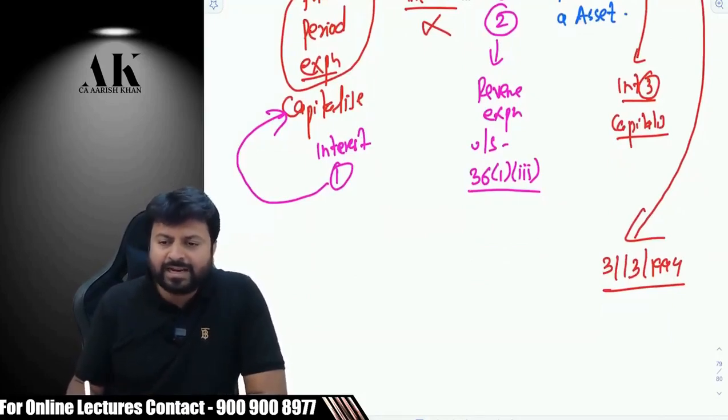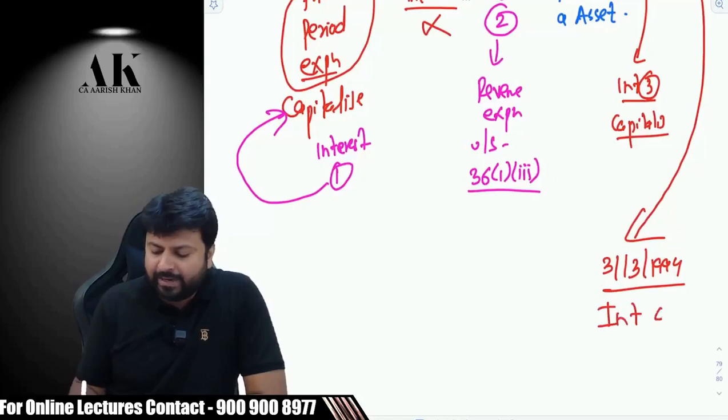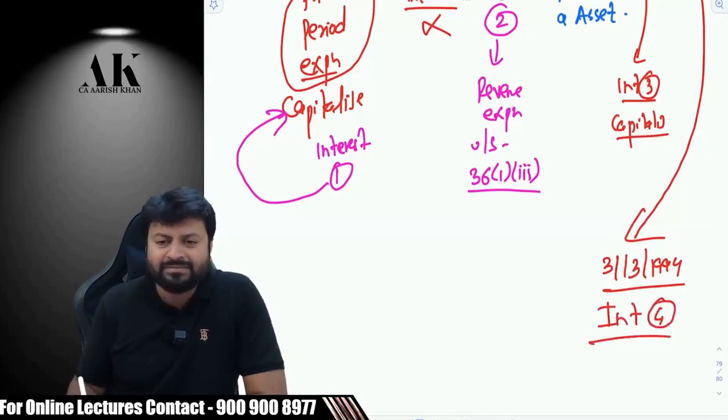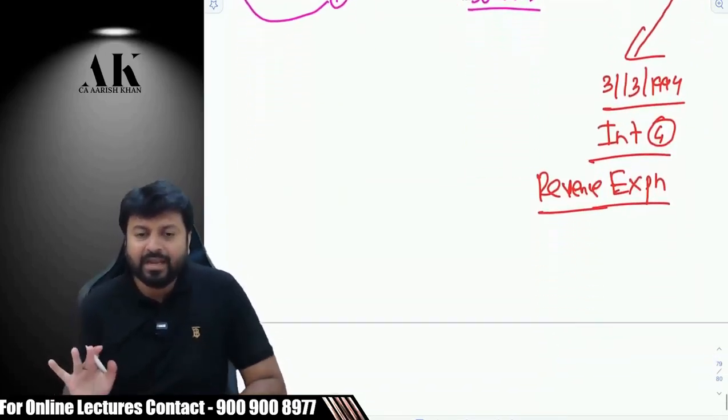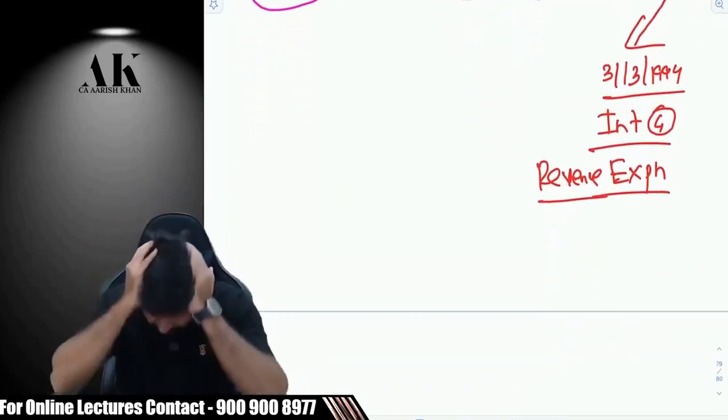After 31st March 1999, whatever interest I will be paying, interest number 4, what will happen with that? It will be treated as an expense. Which expense? Revenue expense, right?